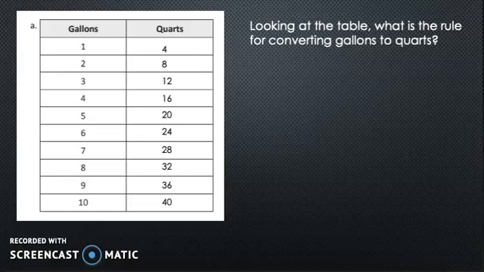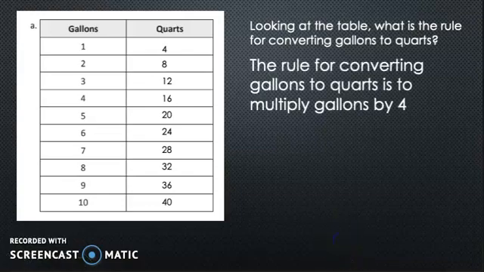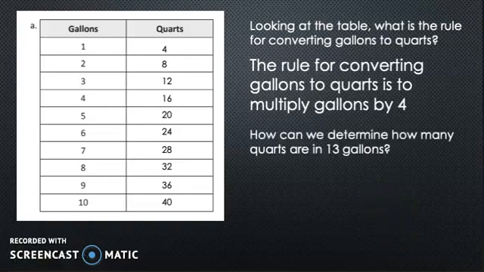Now I know that some of you may have said that you keep adding 4 to the previous number, but think back to the work you have done with multiplication. Multiplication is a quicker way to add similar numbers. So now, what I'm wondering is, how can we determine how many quarts are in 13 gallons? That's not on my practice table. What might be some ways to figure out how many quarts there are in 13 gallons?